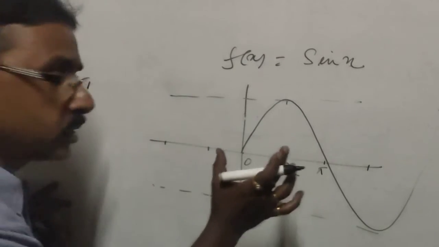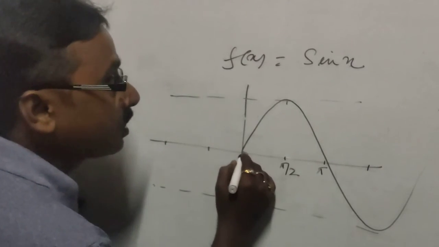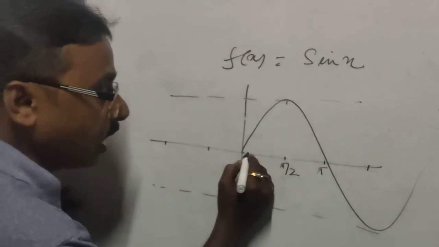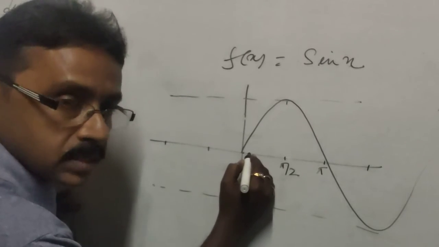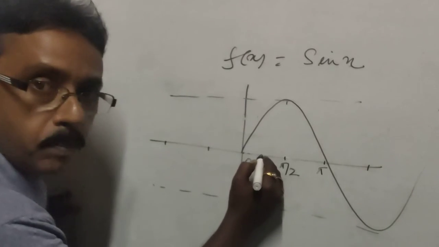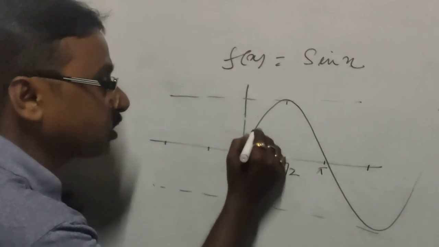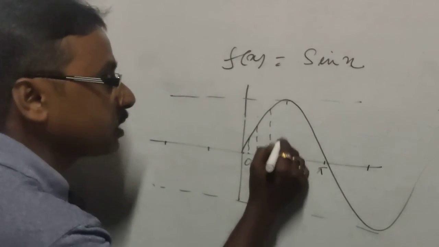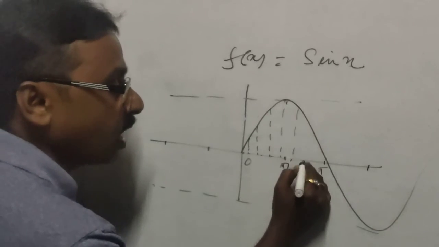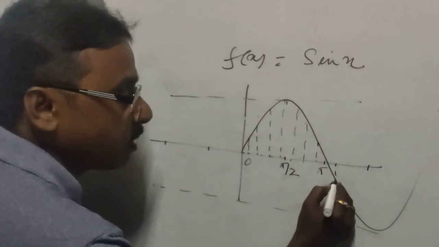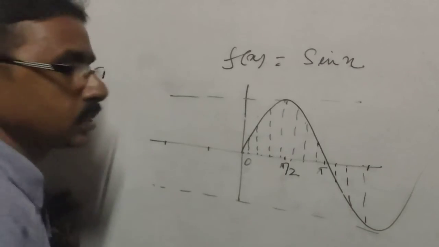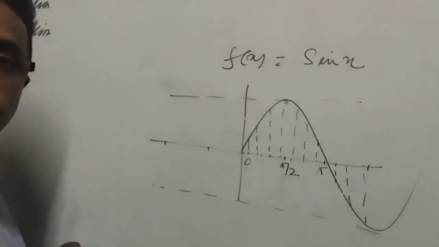Suppose I consider only this range. See, whatever I am taking, x is pi by 6, x is pi by 4, x is pi by 3, for each and every value of x, there is a unique image. That means we can say that this is also a function.